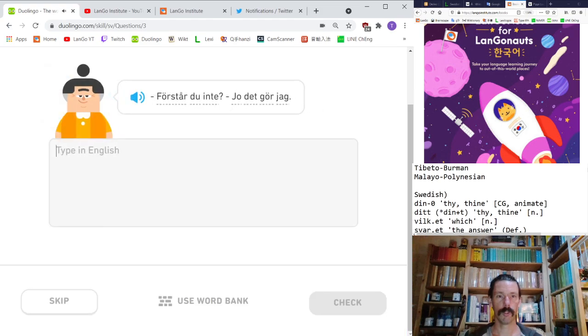Förstår du inte? Jo, det gör jag. Don't you understand? Yeah, so these are cognates. The root is the same. Different prefix under in English, för, meaning like forward and various other things in Swedish. But står and stand, they share a root. Don't you understand? Yes, I do.